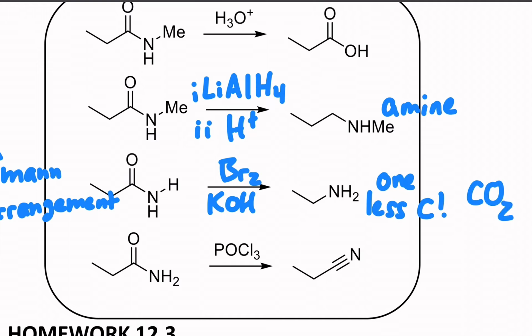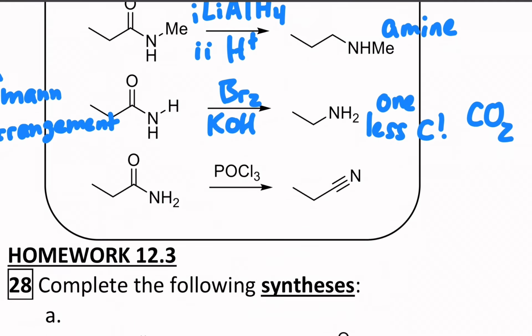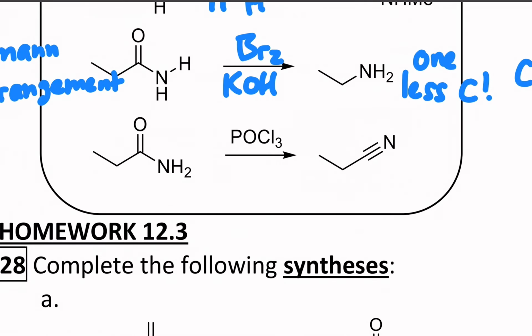So at first, these are really similar reactions. They both take amides and turn them into amines, but the second one, the Hofmann, loses that carbon. Just keep that in mind. And then the last one, here's a new one. This lets you make a nitrile, which happens to be the last group we're going to talk about today.